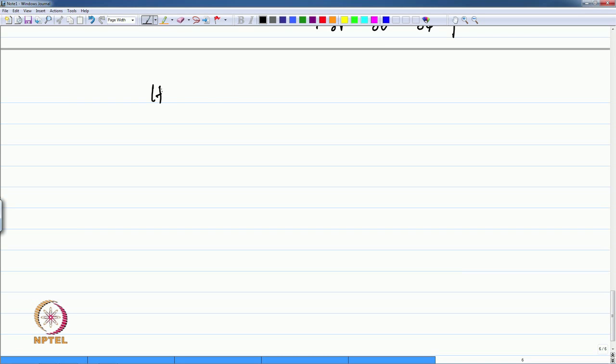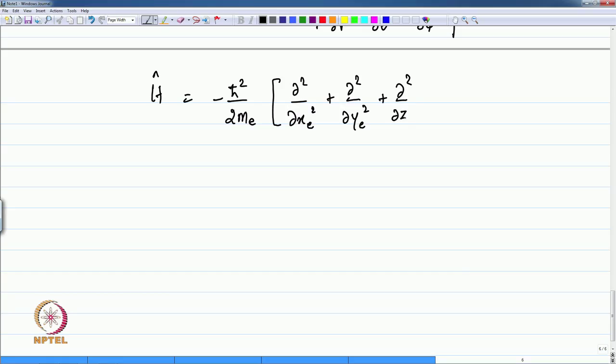Keep this in mind. Therefore, now we have this Hamiltonian expressed as minus h bar square by 2 m e times dou square by dou x square plus dou square by dou y square plus dou square by dou z square, minus Z e square by 4 pi epsilon naught r, which needs to be changed to spherical polar coordinates.